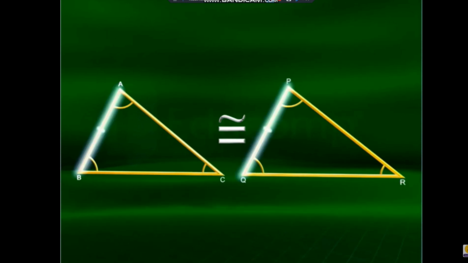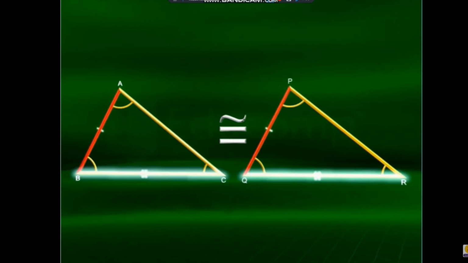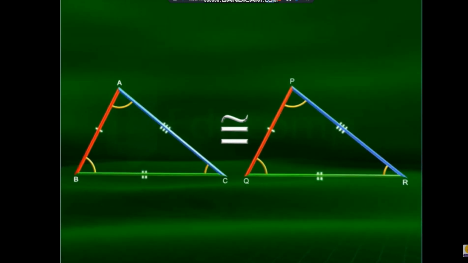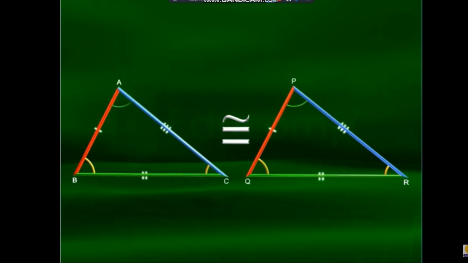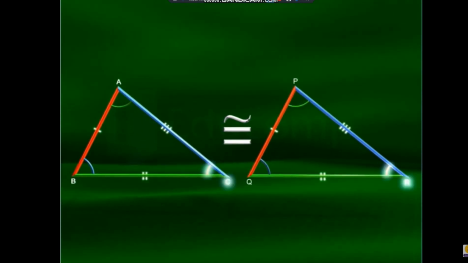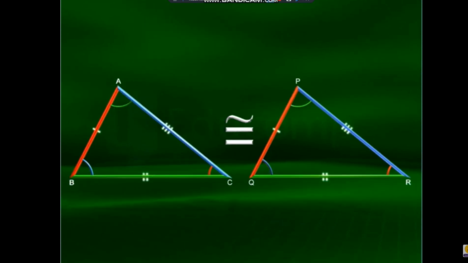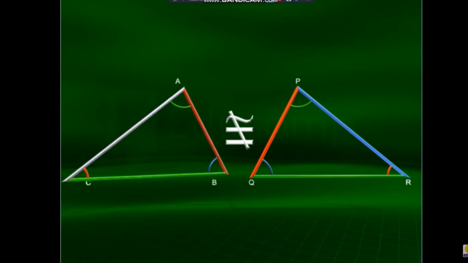The side AB corresponds to PQ, BC corresponds to QR, and AC corresponds to PR. Similarly, angle A corresponds to angle P, angle B corresponds to angle Q, and angle C corresponds to angle R. You have to be careful when comparing corresponding parts of triangles. Here, triangle ABC is congruent to triangle PQR, but triangle ACB is not congruent to triangle PQR.